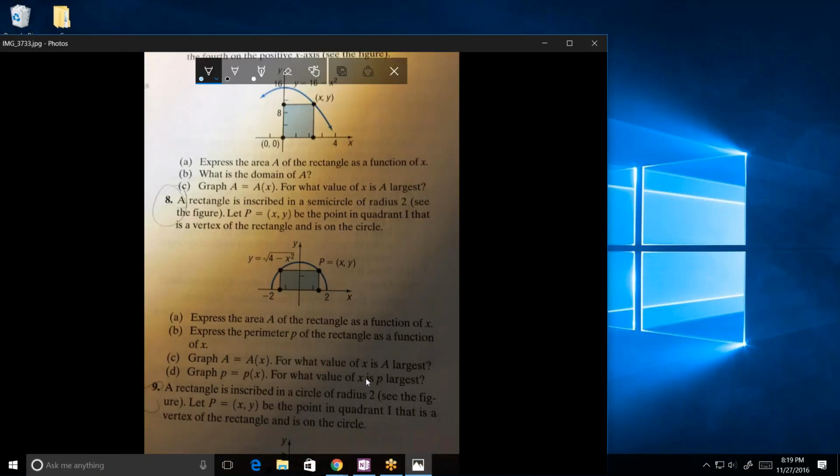And then we could do the same thing for part D. Whatever our perimeter function was, which was 4x plus 2 times this quantity, graph that and find out what value of x gives you the largest perimeter. Again, x would have to be between minus 2 and 2.